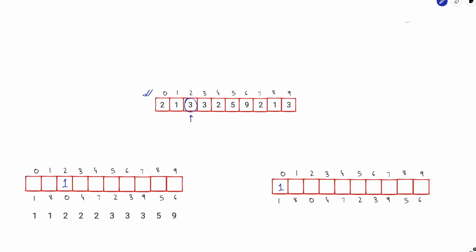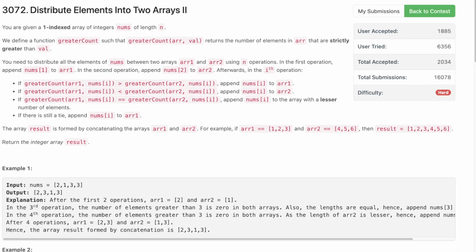Now you need to figure out how many elements are greater than 3. For that, you need to query this particular range, right? Because you look at the sorted version and see this is the last 3, so afterwards I need to query. I will query for the sum of elements in this range, and that will give me the value of the greater count for array 1, nums[i], and array 2, nums[i].